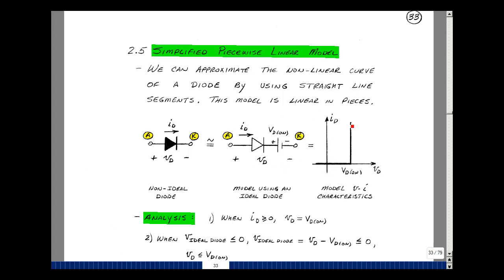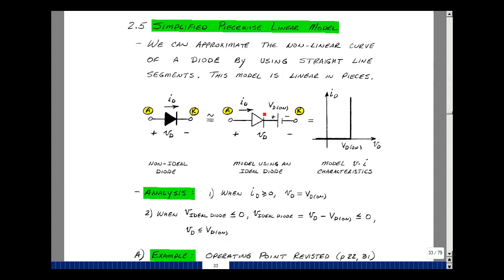That when the current flows at a fixed voltage of VD on, and when V sub D is less than VD on, you have no current. Now why would that be true? Well, when I sub D is greater than or equal to 0, this ideal diode is a short, and V sub D equals VD on. That's this part right over here.